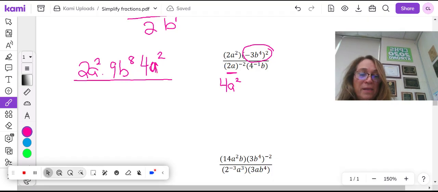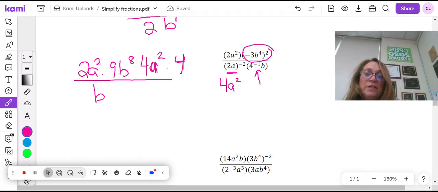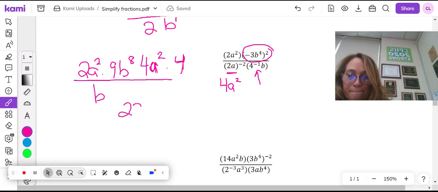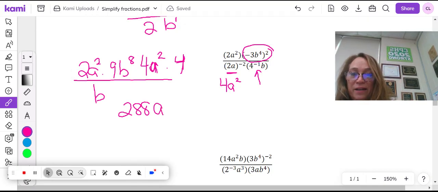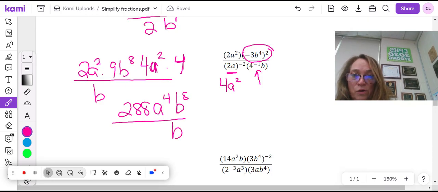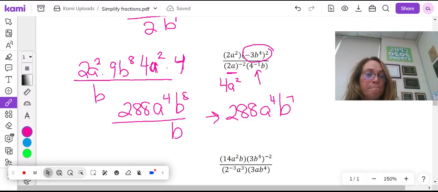That says a squared. Just the 4 has the negative 1, so that's going to go to the numerator, and the b is going to stay on the bottom. So now I can totally simplify this. I'm going to do 2 times 9 times 4 times 4, and that's 288. The a's, those will come together, and that becomes a to the 4th power. And then I have b to the 8th over b, which again, when you divide, you subtract exponents. So I get 288, a to the 4th, b to the 7th. Okay? I would just go slow with these.